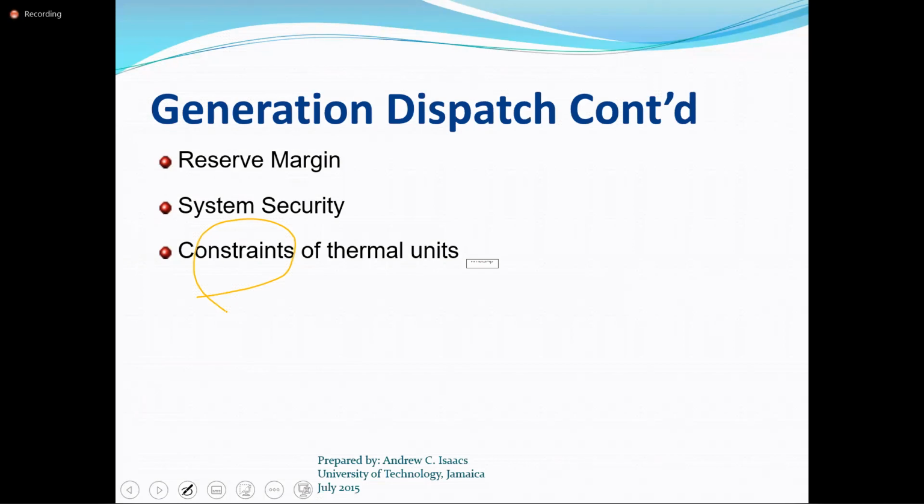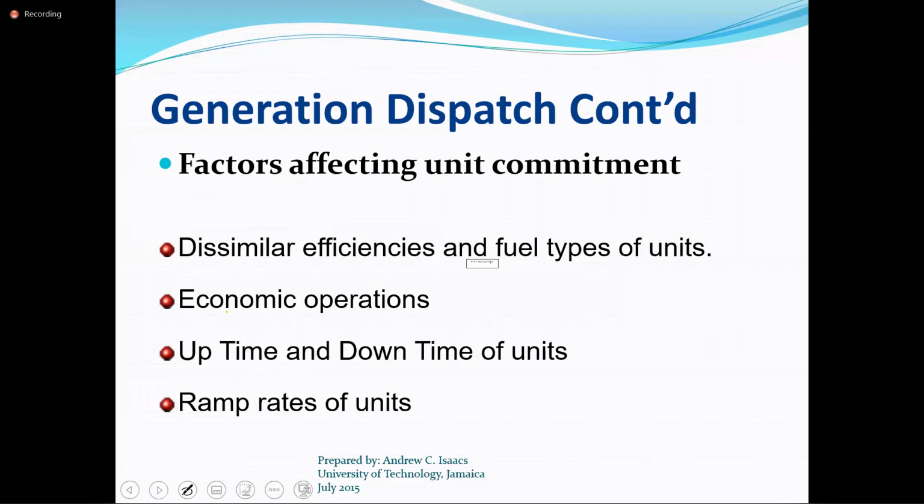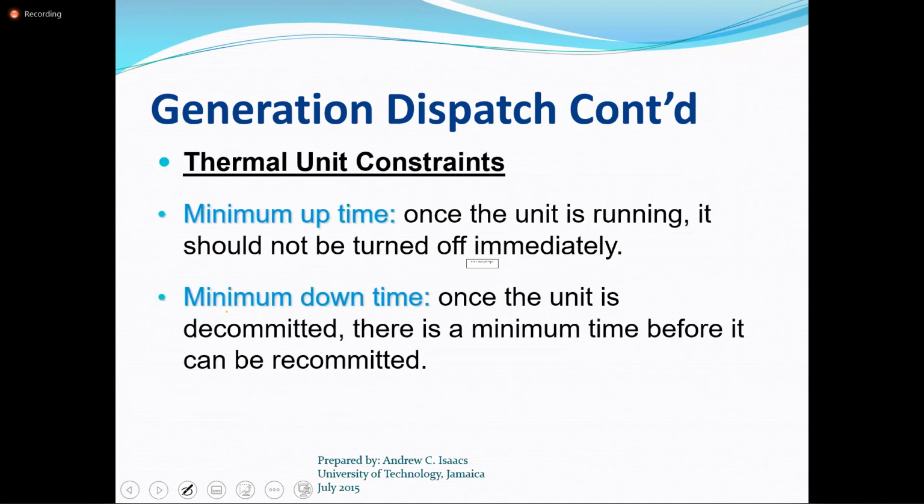Fuel, the margin you're working with, the economic operation, the ramp rate, uptime, downtime. So for thermal units, you have a minimum uptime.